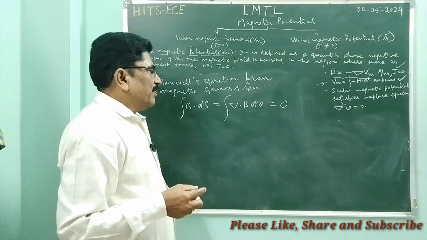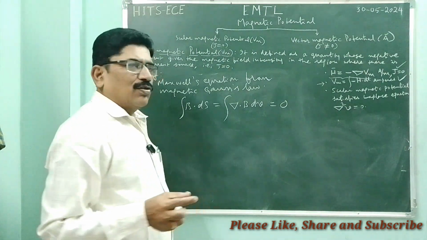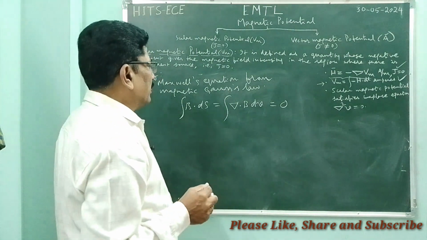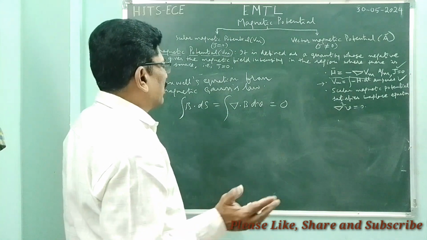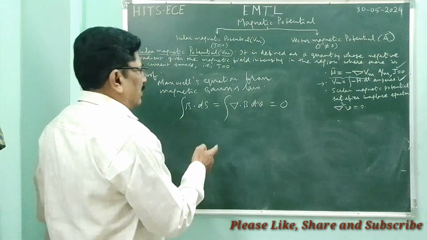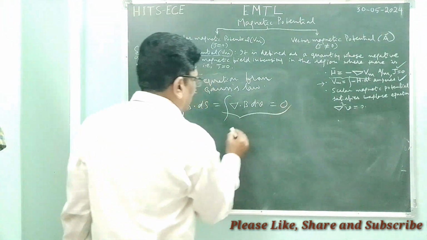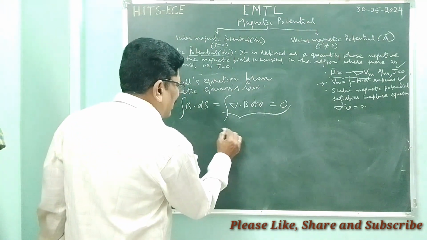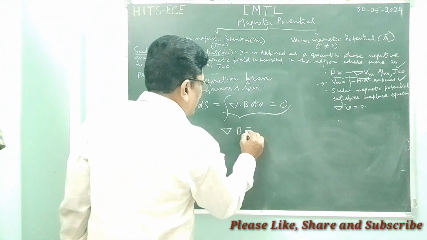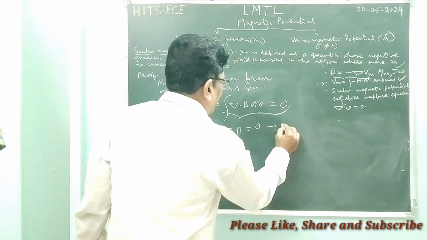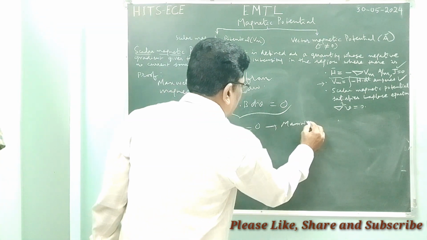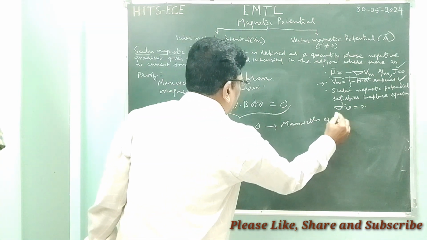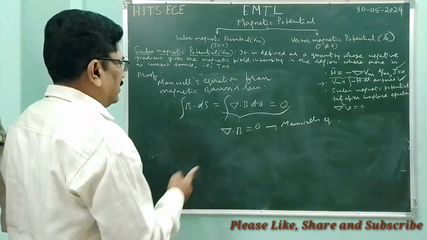Because the flux enclosed by a closed surface is 0. The flux through a closed surface is 0. So let us consider this. Differentiating on both sides, we will get del dot B is equal to 0. So this is Maxwell's equation: del dot B is equal to 0.